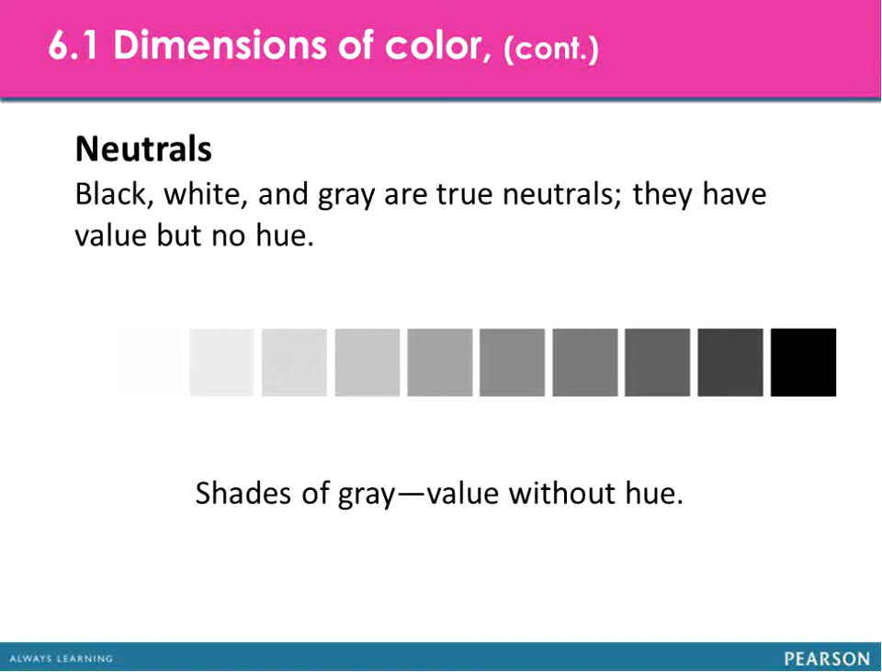Neutrals. Black, white, and gray are actually the true neutrals. They really have no hue. But in clothing or in fashion, many times we will assign the term neutral to some of the khakis and browns out there, grays, creams, off-whites, things like that.